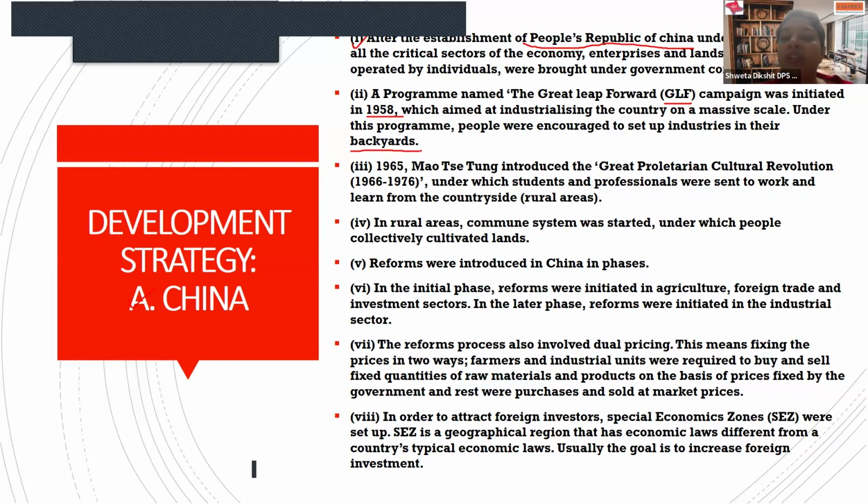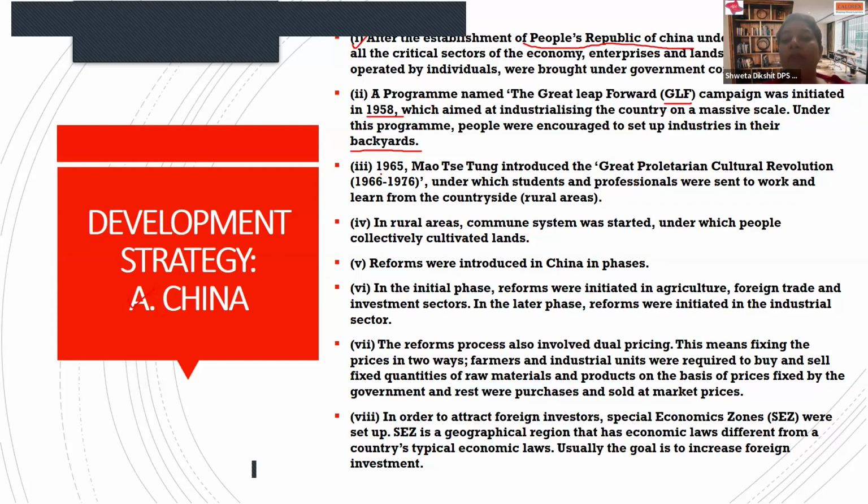That means the people were engaged in production with the available resources, and the management of marketing, sale, and all the other things were taken care of by the government of China. GLF was definitely one of the very unique schemes. It was not only unique but also very supportive, as it solved the problem related to unemployment. It also resolved the problems related to non-utilization of the resources in the country.